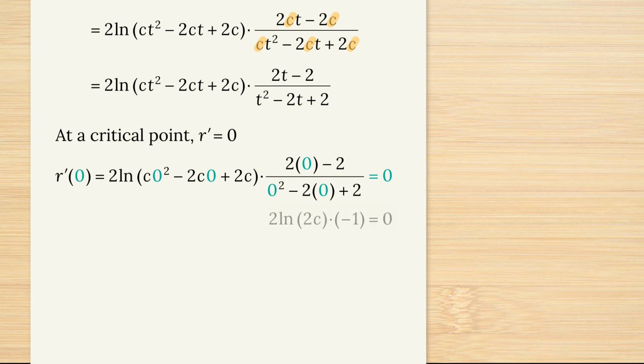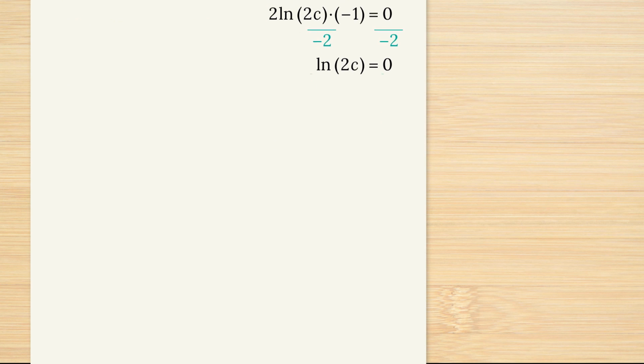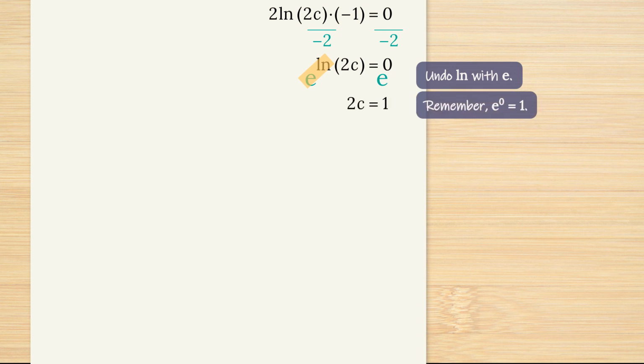And simplifying, we have 2 ln of 2c multiplied by -1. We can divide both sides by -2 to isolate ln of 2c. To get to that 2c, which is locked up by that ln, we have to exponentiate both sides of the equation. Now e to the 0 is 1. It's so important that we remember that. 2c equals 1. Divide both sides by 2, we have c equals 1 over 2.